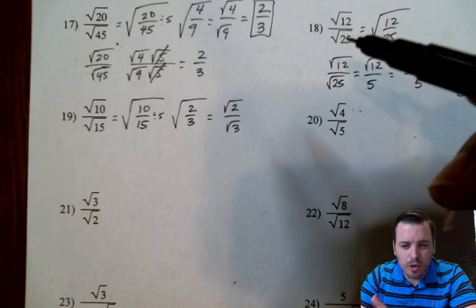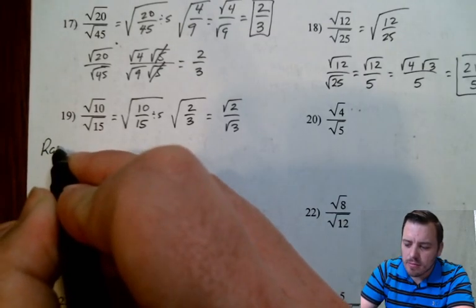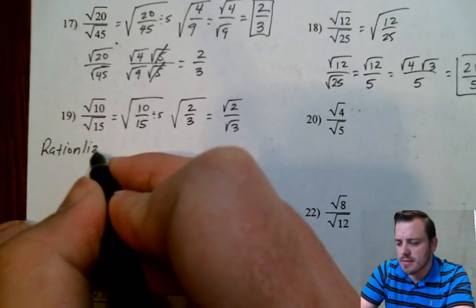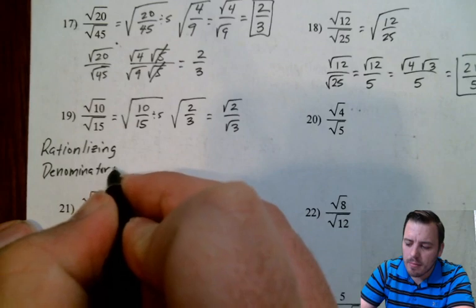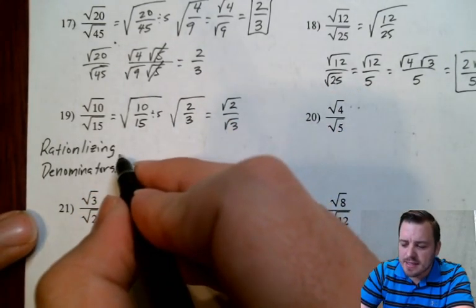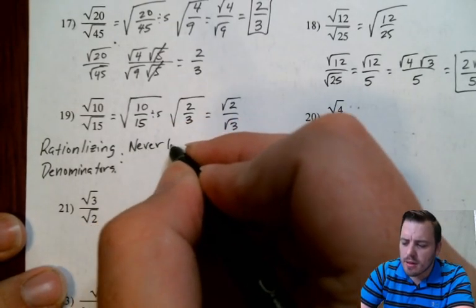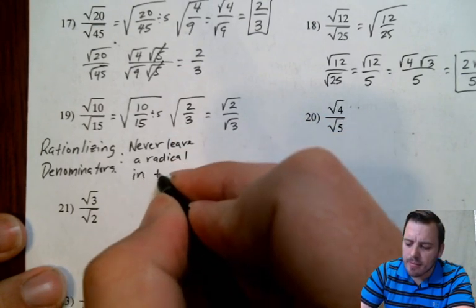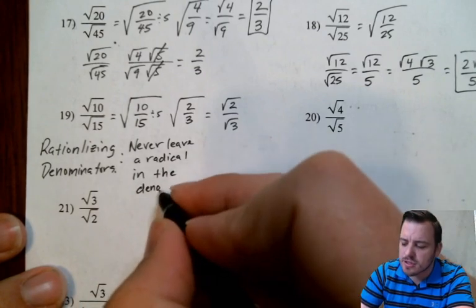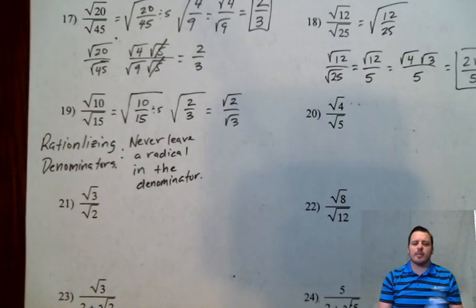But there is one stipulation when you're dealing with radicals, and it's called rationalizing denominators. And you must always do this when you're working with radicals. Never leave a radical in the denominator. Make sure you're getting this. This is so important. So if I ever say, make sure you rationalize your denominator, I'm saying don't leave a radical in the denominator.